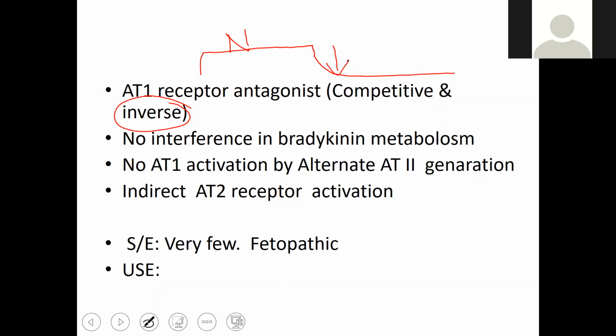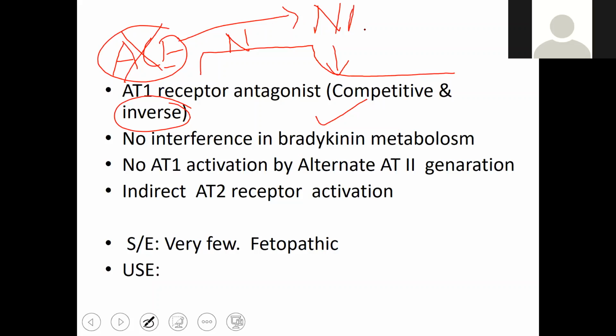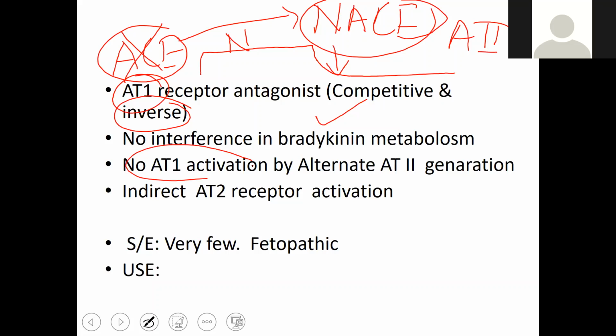And there is no interference of the bradykinin metabolism, as I had told. So the bradykinin or substance P related side effects we may not see. And there is no AT1 activation by any alternate angiotensin 2 generation. Okay. So what happens? Suppose we are giving ACE inhibitor. Suppose we are blocking the ACE. Then the non-ACE path gets activated and angiotensin 2 is formed and the AT1 receptor will be stimulated. That doesn't happen with ARB because they are acting directly on the receptor.